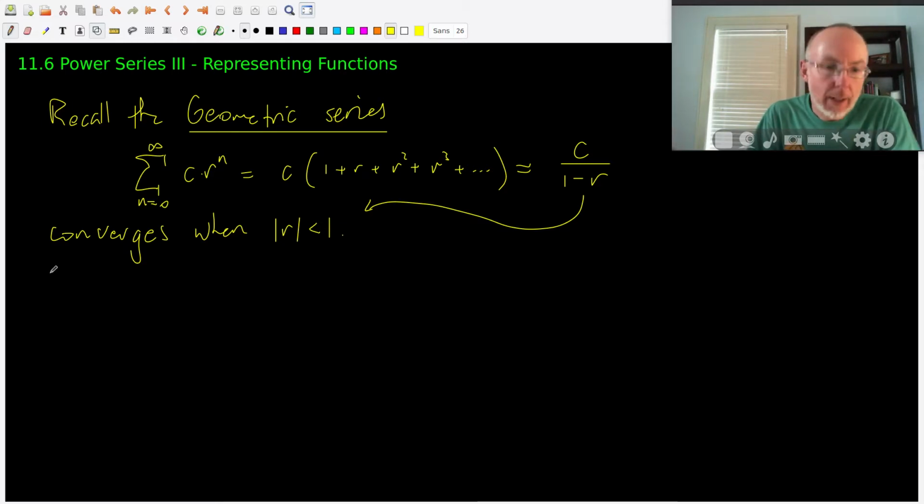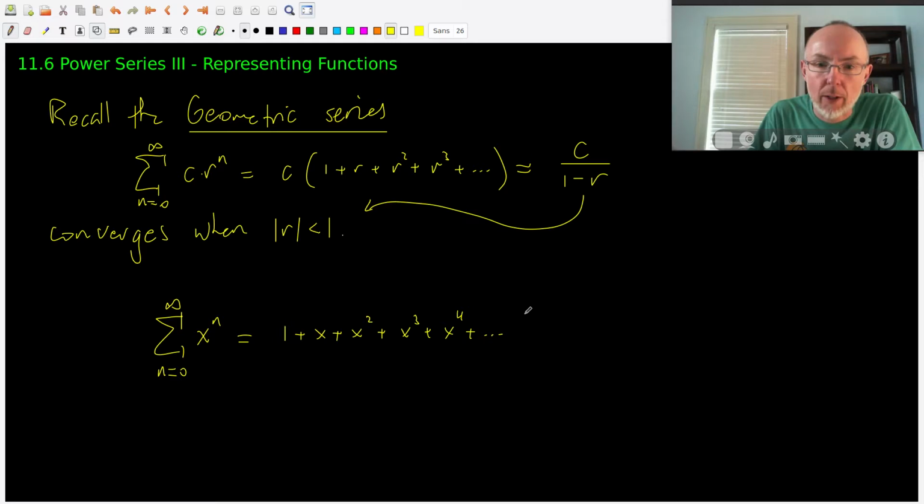Well, we can build a function out of this, right? Because we can represent a function. Let me write down what would happen if I replace that r with x's. Imagine I just had the series, let's ignore the c for now. Imagine I just have the series sum of x to the n. This is a power series with center at 0. And it just looks like 1 plus x plus x squared plus x cubed, and then x to the 4, and so on. Forever, right?